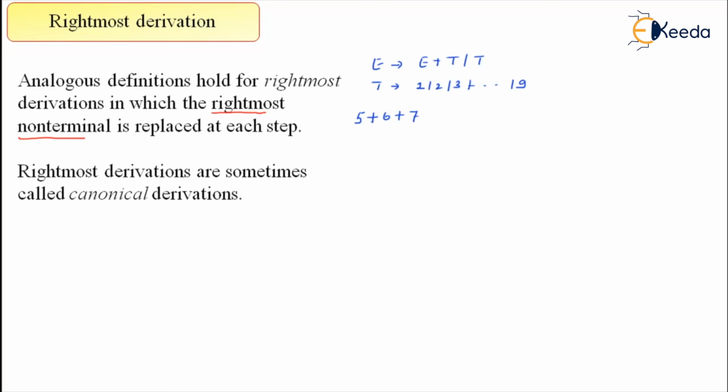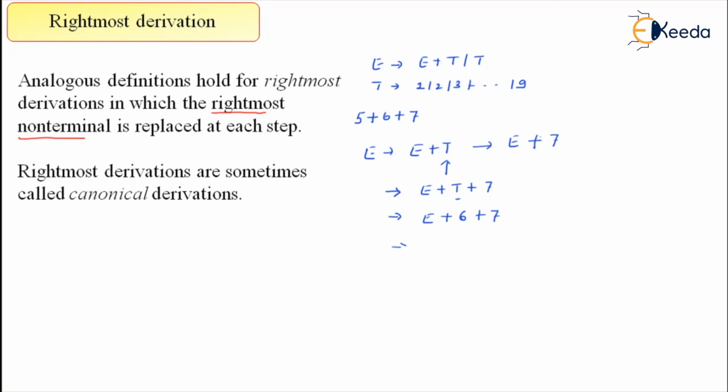This derivation will look like so: E derives E plus T, and now T is the rightmost symbol, so in the next step I'll replace it, giving E plus 7. In the next step, the only symbol that is leftmost and rightmost is E, so I replace it again by E plus T plus 7. In the next step, this T is the rightmost symbol, so it becomes E plus 6 plus 7.